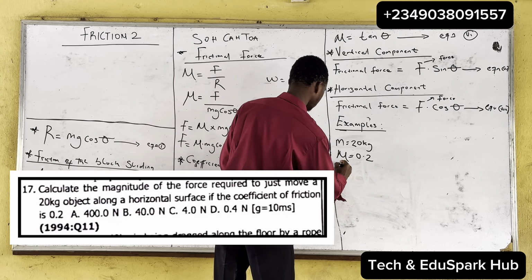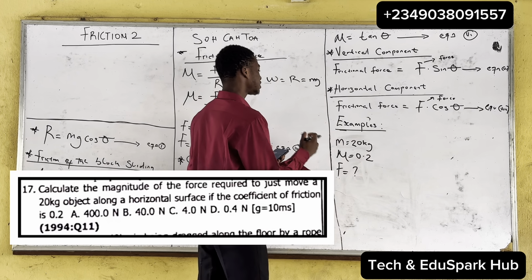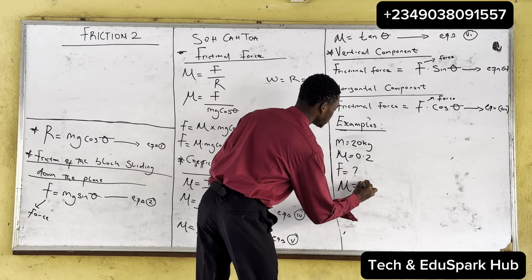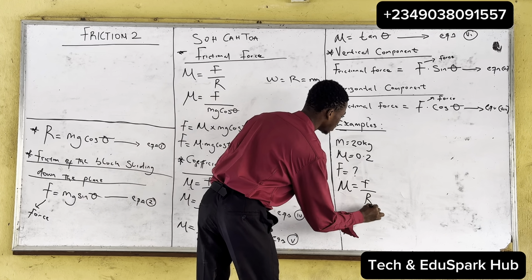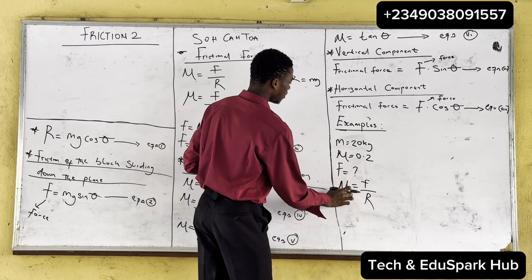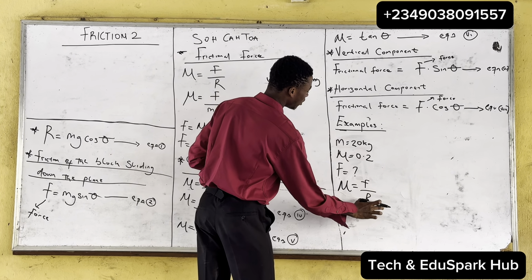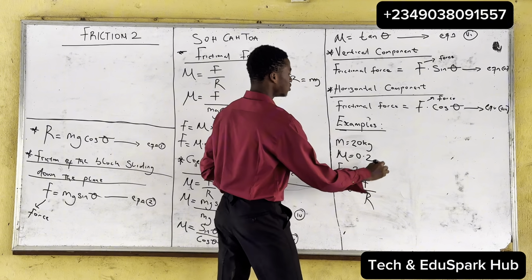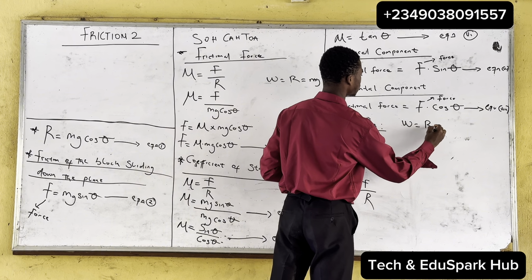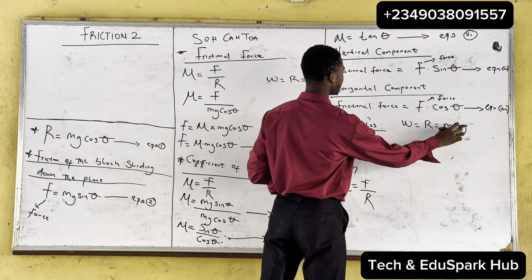So we have our frictional force. This is what they are asking us to calculate. In this kind of question, our coefficient of static friction is given as the frictional force over normal reaction. In this case, our frictional force is unknown, but our coefficient of static friction, which is mu, is 0.2, and our normal reaction is also unknown. To get our normal reaction, remember I said the W is also equal to the normal reaction, which is also equal to M multiplied by G, the mass times gravity.